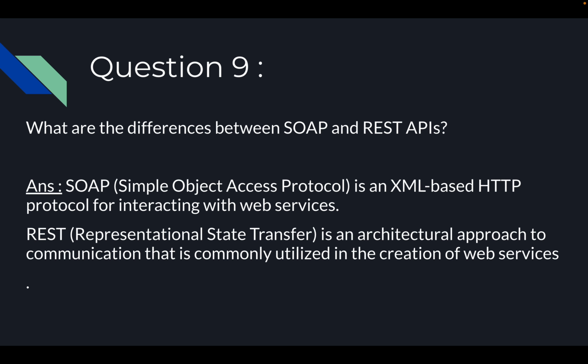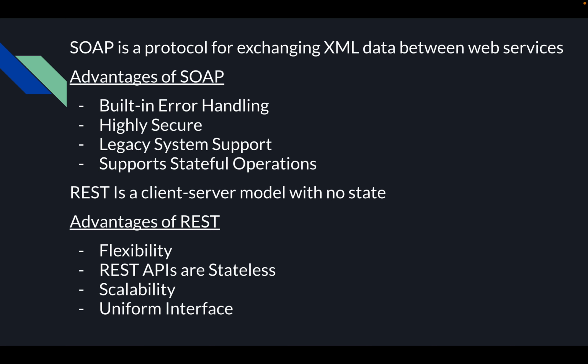Question number 9, the interviewer asked me, what are the differences between SOAP and REST API? SOAP stands for Simple Object Access Protocol, an XML based HTTP protocol for interacting with web services, whereas REST, which stands for Representational State Transfer, is an architectural approach to communication that is commonly utilized in the creation of web services. SOAP is a protocol for exchanging XML data-based web services. The advantages of SOAP: it has built-in error handling, is highly secure compared to REST, has legacy system support, and also supports stateful operations.